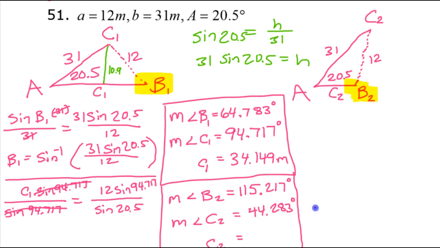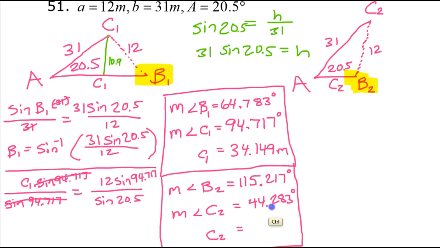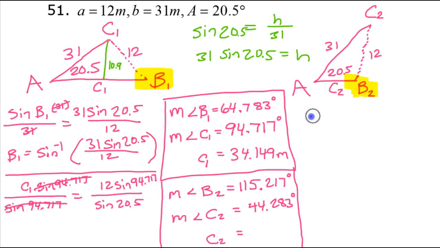All right, that's both of the angles. So that just leaves side C2. To find that, I'll just use the law of sines again. Whatever I'm looking for, I always put in the numerator. So I will have side C2 over the sine of angle C2.